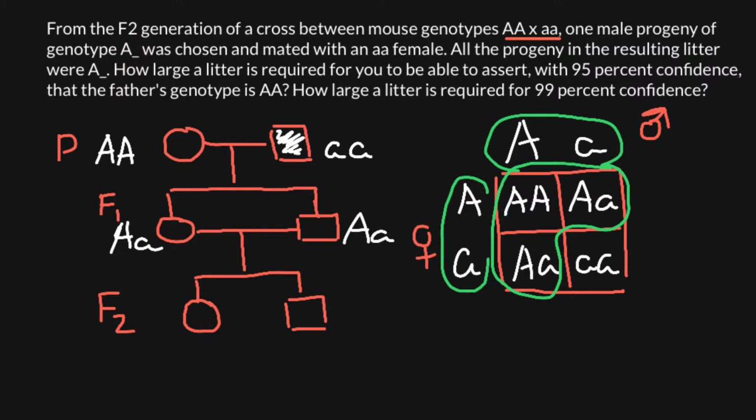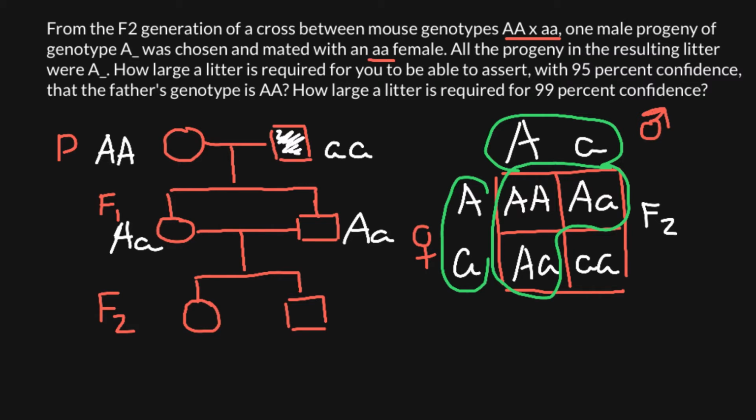Because these parents came from the F1 generation, here we are going to have a representative of the F2 generation. And we are told, according to our problem, that one male progeny of this genotype was chosen once again from the F2 generation. So these are the possible genotypes, and he is mated with a female who is homozygous recessive. So let's underline.